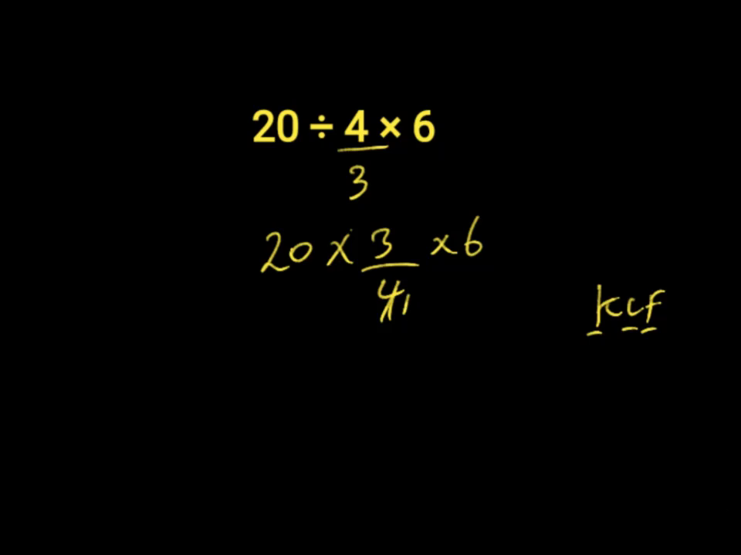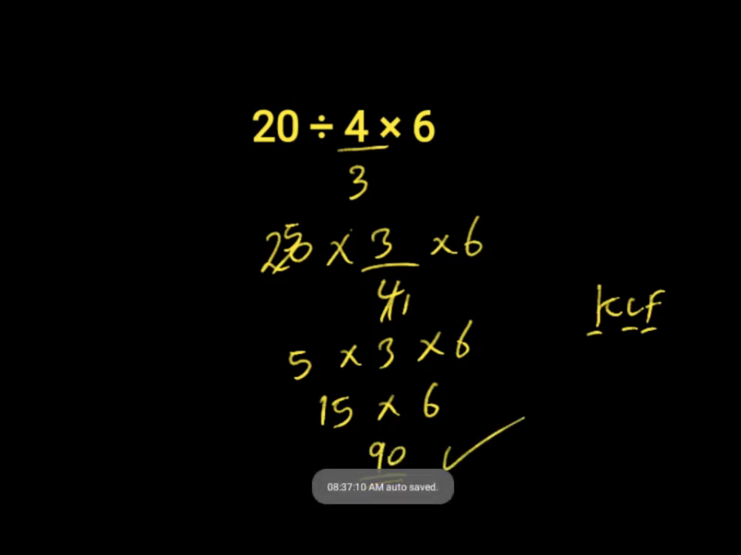Now we are going to simplify. 4 into itself 1, 4 into 20 will give us 5. Then we have 5 times 3 times 6. 5 times 3 will give us 15. Then we have 15 times 6. 15 times 6 will give us 90. 90 is the right answer to this question.